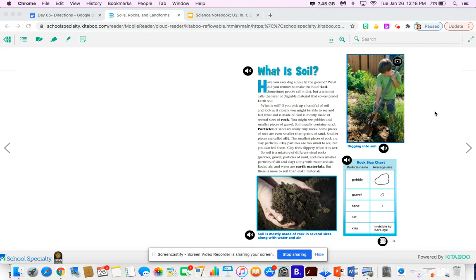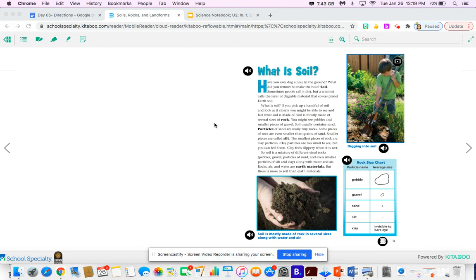Now that we have finished our soil investigation and learned a lot about soil and all of its properties, we now are going to complete our reading in our science textbook about soil. So, up here, you could see a heading called What is Soil? Feel free to follow along right on your screen here, or you can follow along in your science textbook that you have with you at home.